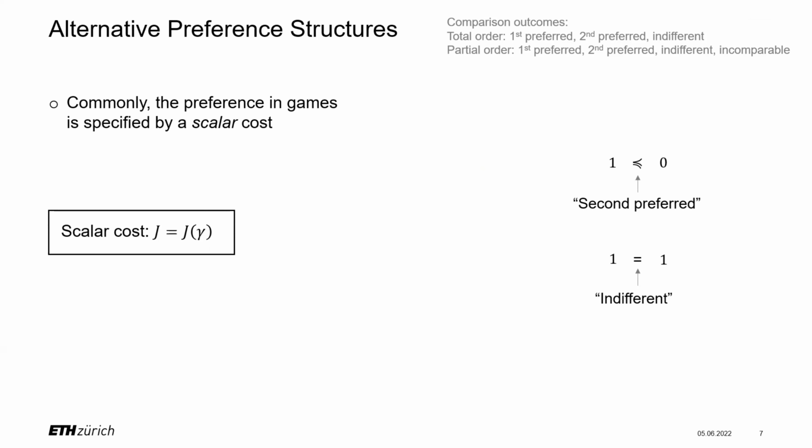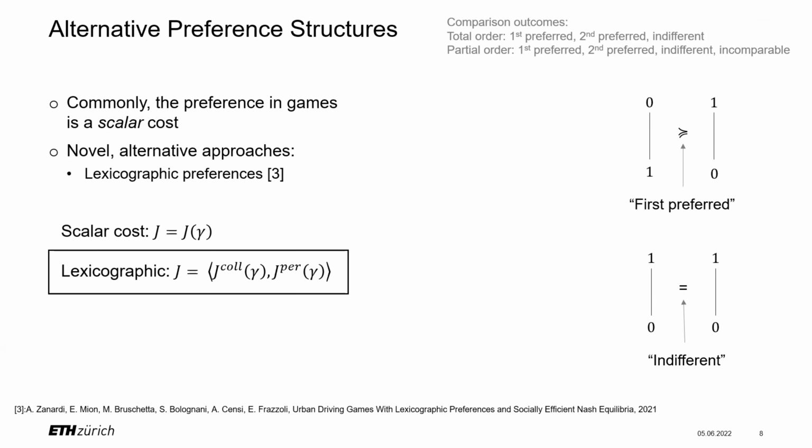Commonly in the preferences game, as I mentioned, is a scalar cost. For a scalar cost, we can compare two costs, and let's assume here we are preferring smaller costs. Then we can have, for example, in the top right, that 0 is preferred to 1, or 1 and 1 are indifferent. Comparing scalar costs with a smaller preferred cost leads to a total order. So we can rank all scalar costs on a line, so to say.